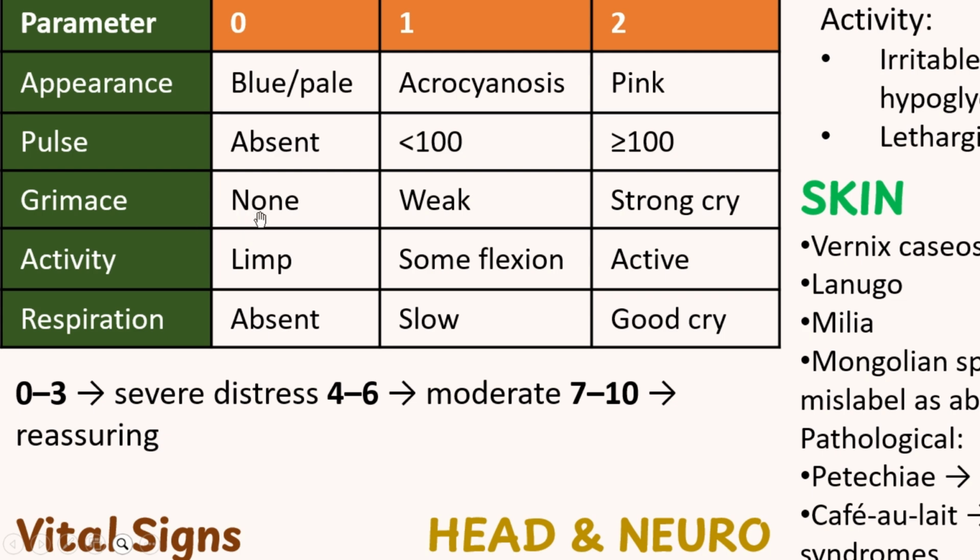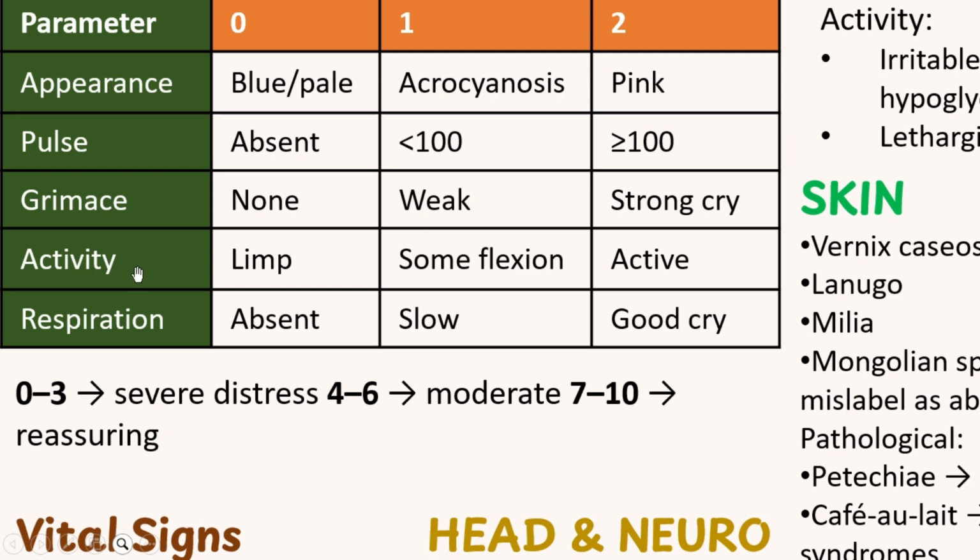Then we have the grimace. If there is none, if they are not grimacing over anything, then that is a 0. If they have a weak grimace, they're trying to show some discomfort, that's a weak grimace. That's going to be a 1. And then if they're having a good strong cry, then you would consider giving them a 2.